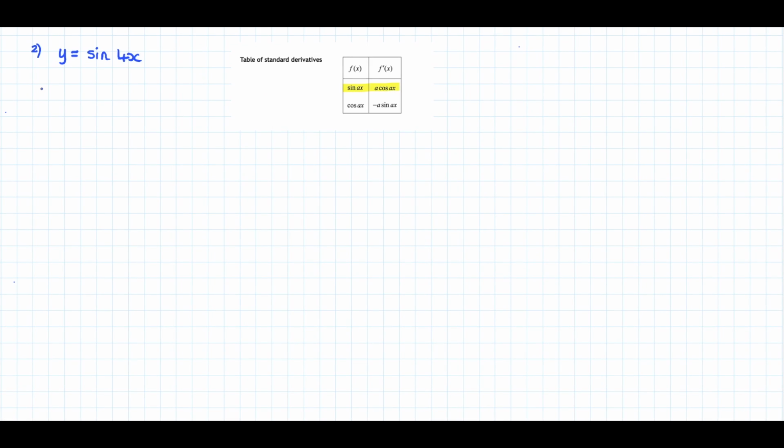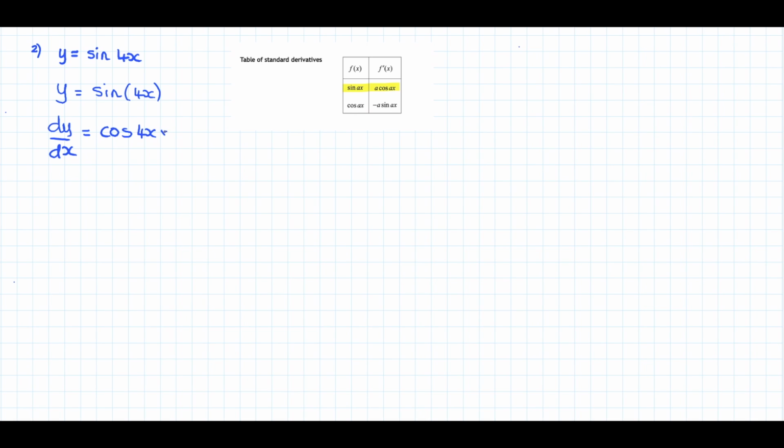Okay, let's do a second example. If we were asked to differentiate y equals sine 4x, then remember we're going to use the chain rule, so y equals sine, and I'm going to put the 4x inside the bracket here. Now in this type of example, what you would do is differentiate the sine function first, so dy by dx, the outer function. So sine 4x, differentiate sine, and you get cosine. So that's cos 4x.